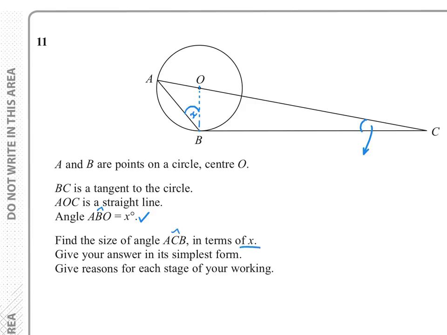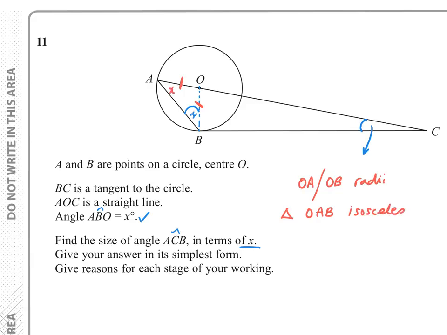And we want it in terms of x. So the first thing we can look at, I'm not going to write all the explanations down here, you'll have to do that properly in the exam, but I'll briefly go over it. In this case, we have a radius here and a radius here. So we know that OA and OB are radii. So we know that triangle OAB is isosceles.